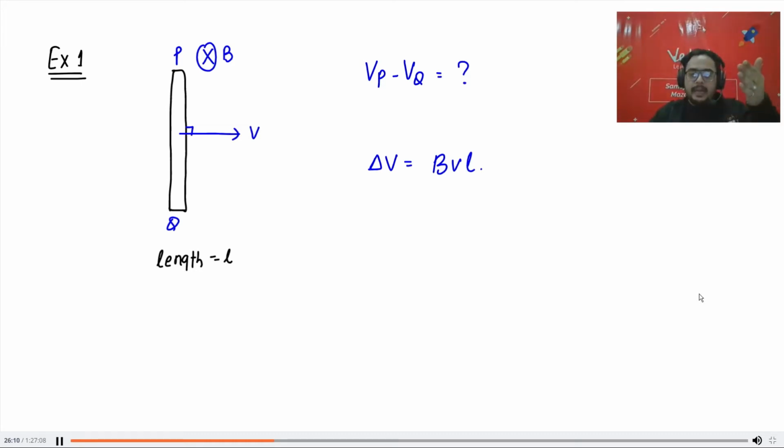Now they can ask you which point is at higher potential. Is P at higher potential or is Q at higher potential? So for that you have to learn how to draw a battery.